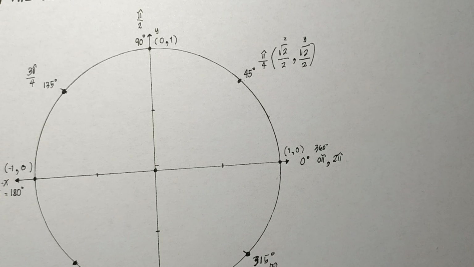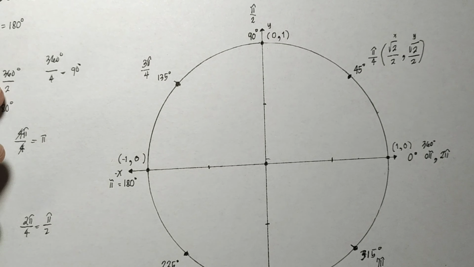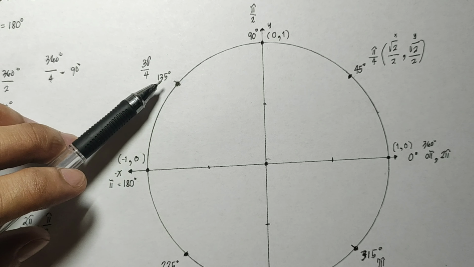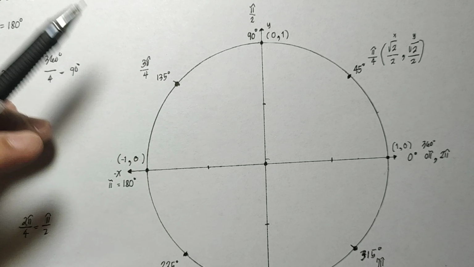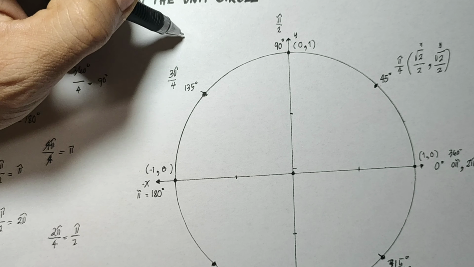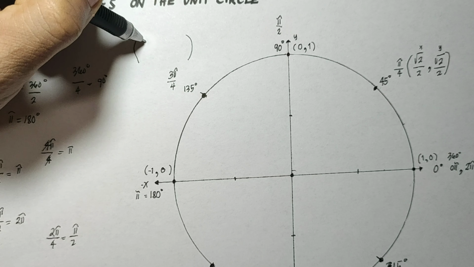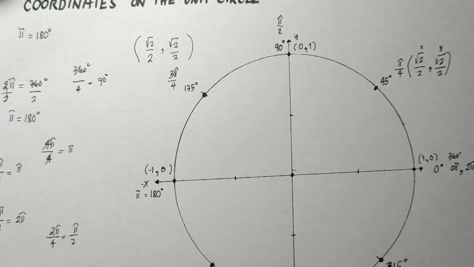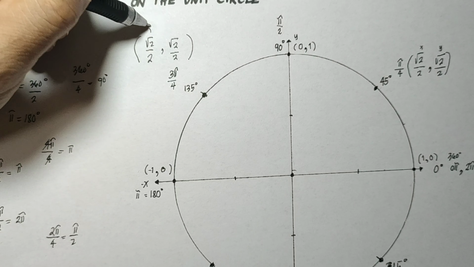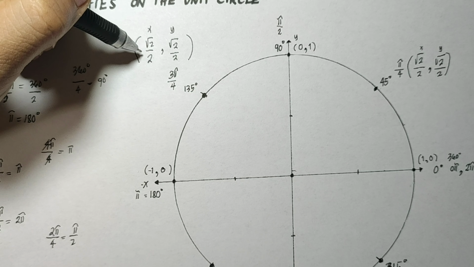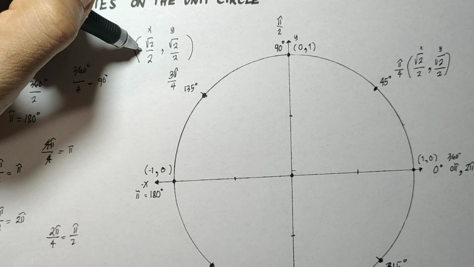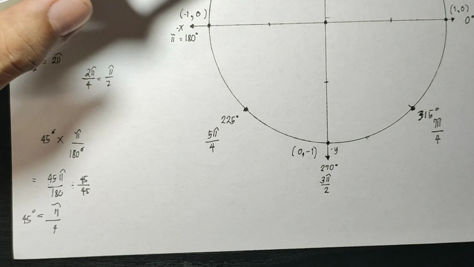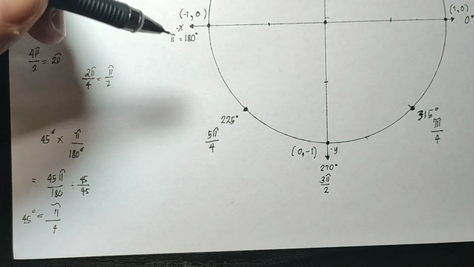Okay? So, we can also get the coordinates of the other side since they are the same, differing only in sign since this is located on quadrant 2. So, this is square root of 2 over 2, comma square root of 2 over 2. The positive here is the y, the negative is the x. Okay? So, next, in quadrant 3, both are negative.